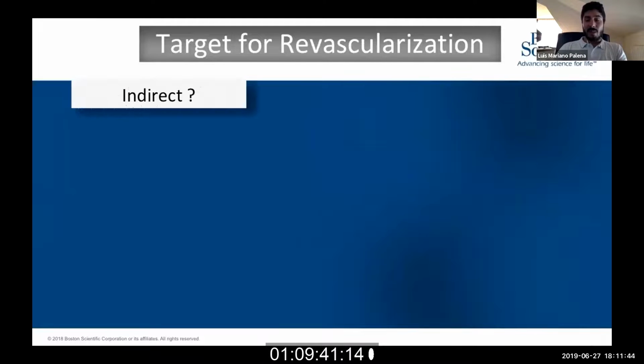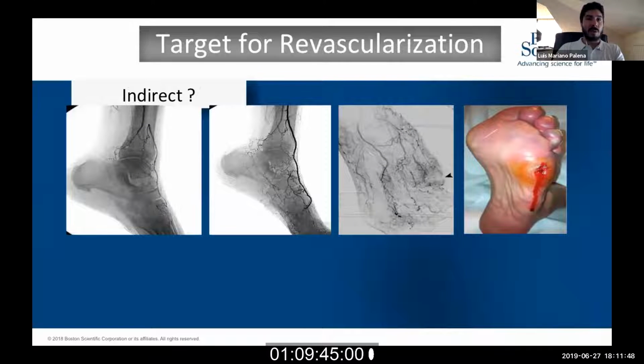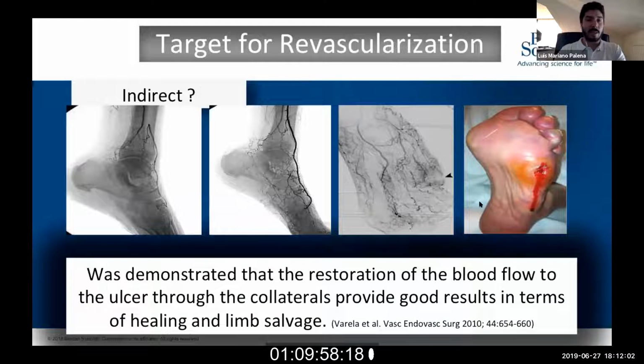And finally, we have the last option, indirect revascularization. We never start setting up a procedure aiming for indirect flow to the ulcer, but this is the option we have when we fail to do the direct revascularization, like in this case in which I failed to do the posterior and failed in the plantar artery, as you can see the contrast out. So I was able to recanalize the anterior and the distal dorsalis pedis, and finally the patient had flow through the collaterals. There is a paper that demonstrates that restoration of blood flow through these collaterals provides good results in terms of healing and limb salvage. In our experience, the time for healing is longer with an indirect revascularization.